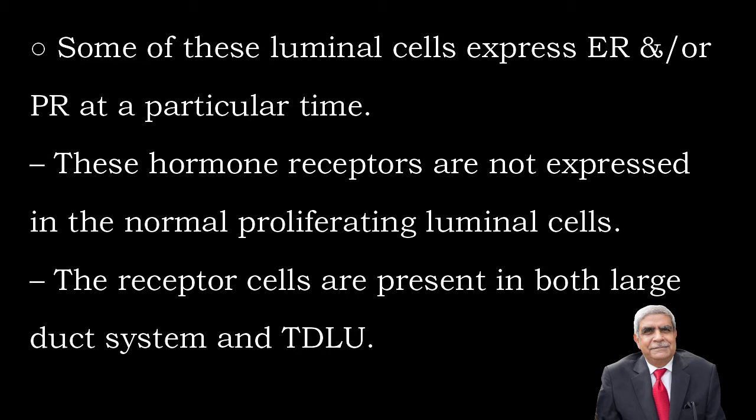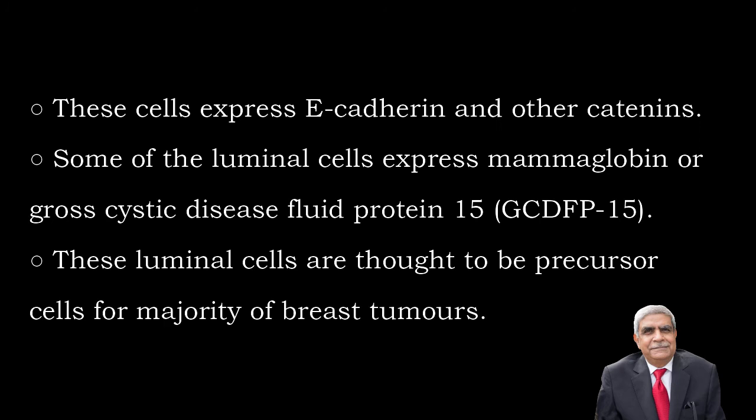These hormone receptors are not expressed in the normal proliferating luminal cells. Receptor cells are present in both the large duct system and terminal ductal lobular units. These cells express E-cadherin and other catenins. Some of the luminal cells express mammaglobin or gross cystic disease fluid protein 15. These cells are thought to be the precursors for the majority of breast tumors.